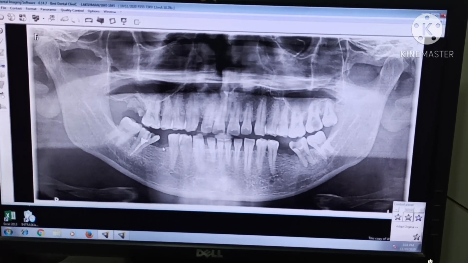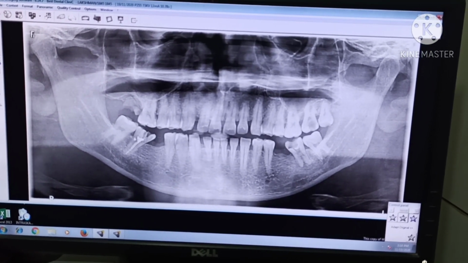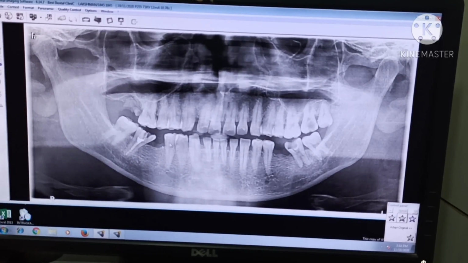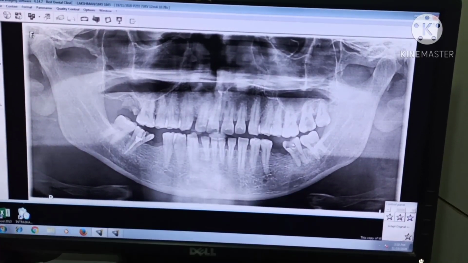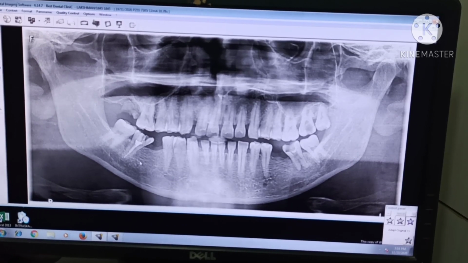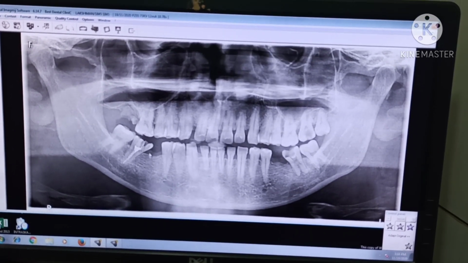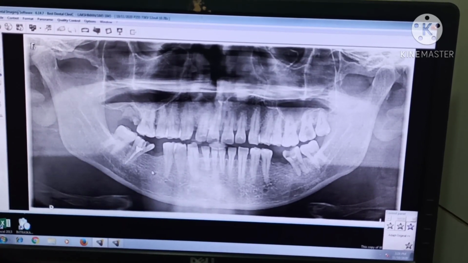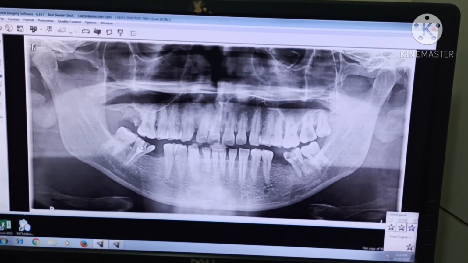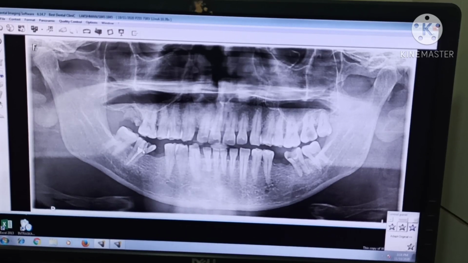Patient age 36. So our plan is to remove this 37 and to place 2 implants with immediate loading. So we will do the surgical planning for the right side first. The initial plan is to place 2 implants.